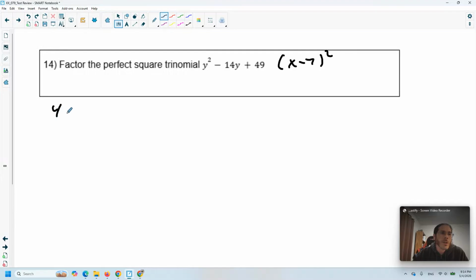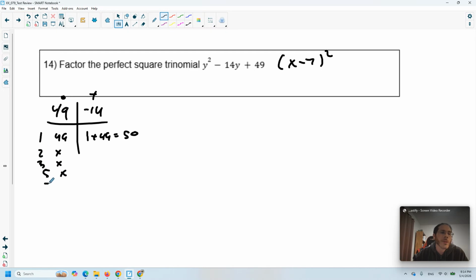We can run it through again. We're multiplying to get to 49. We're adding to get to negative 14. So 1 and 49 would be 50. 2 doesn't work. 3 doesn't work. All the even numbers won't work. 5 doesn't work. 7 does work, and it's 7 times 7.